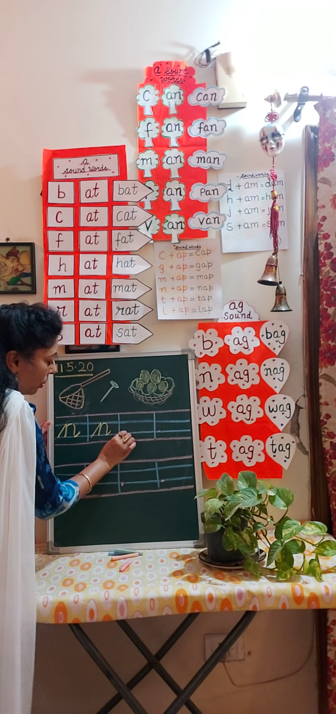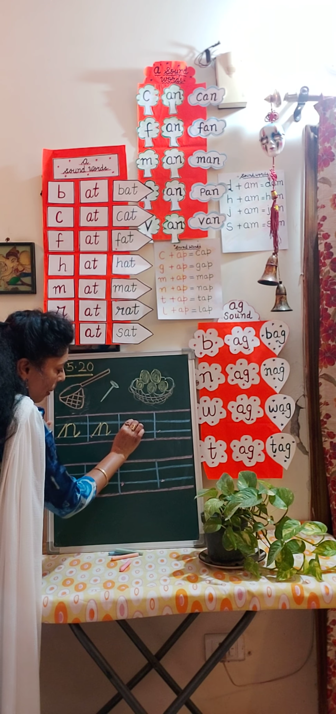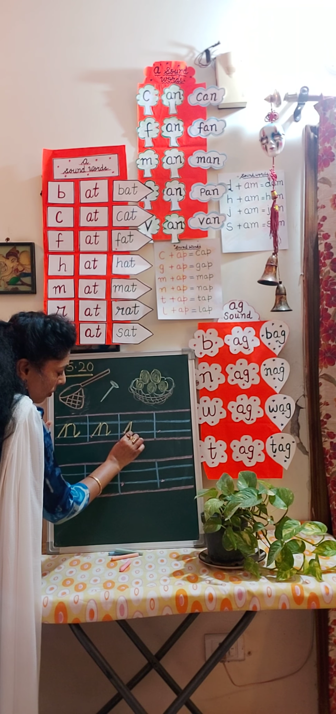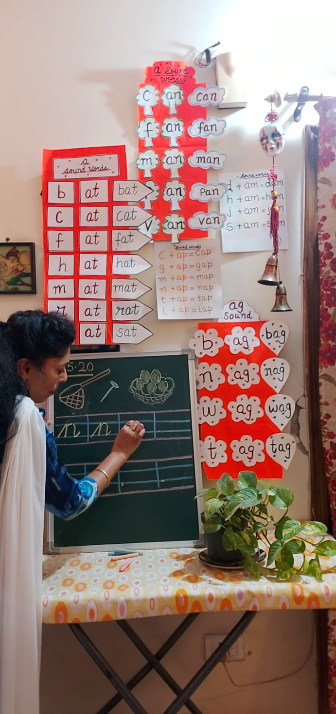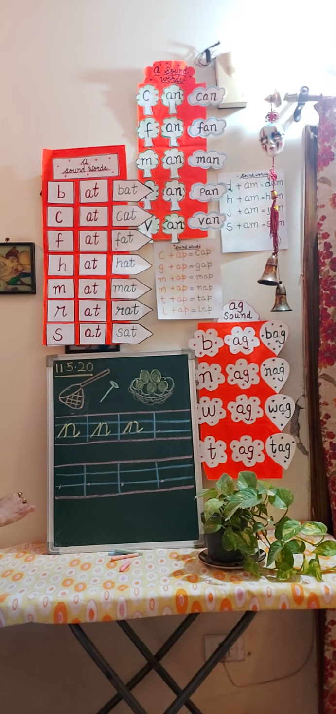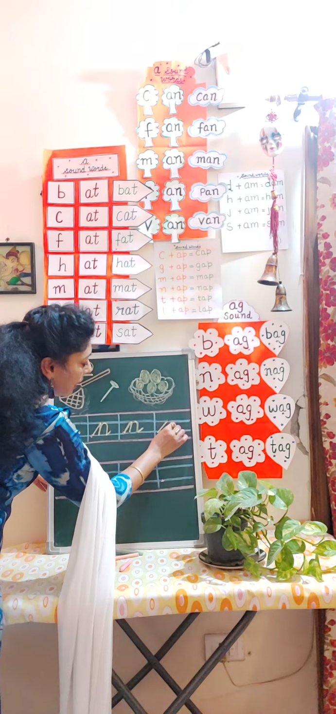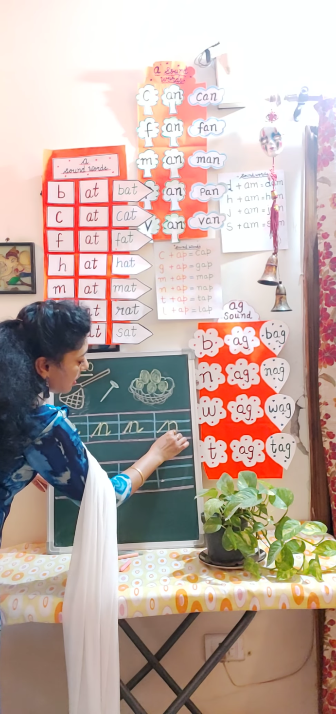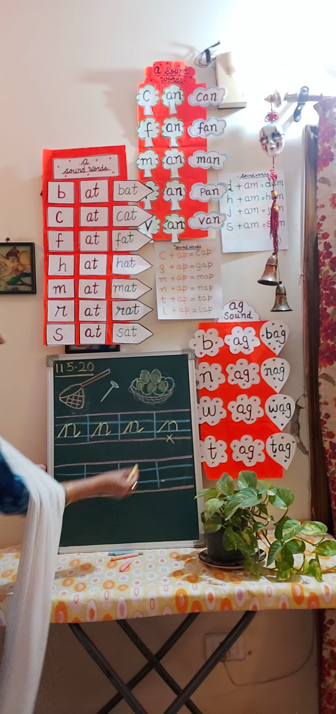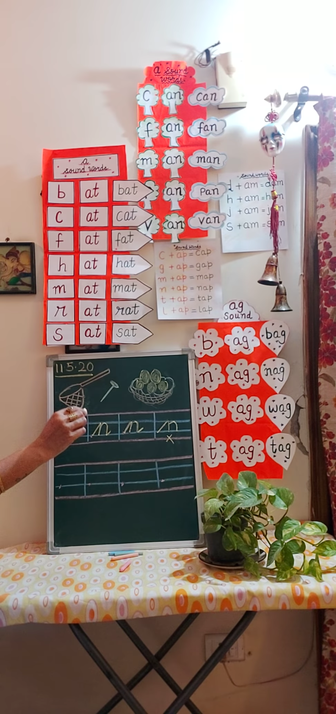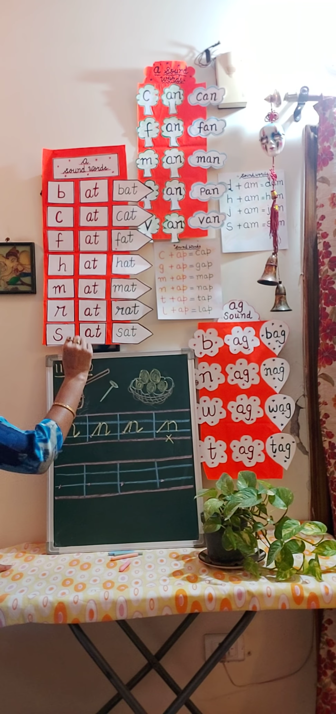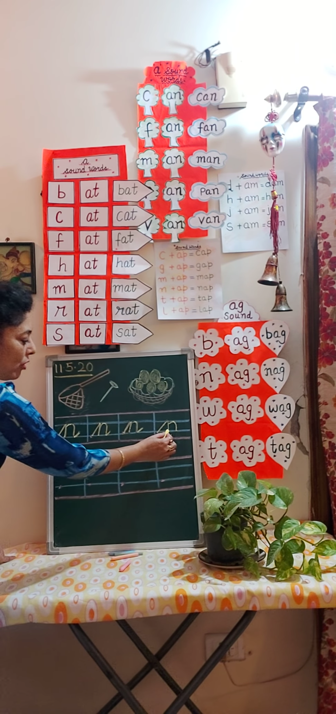Again, starting from the corner, slant up, down. With the same line go up, turn, down and tick. This is the formation of N. Some of the students write like this way. This is wrong. You will not lift your hand in between. It should be in one stroke. Don't lift your hand in between.